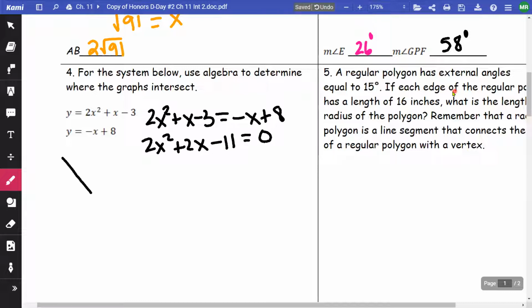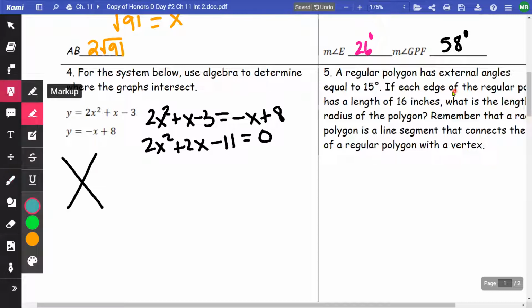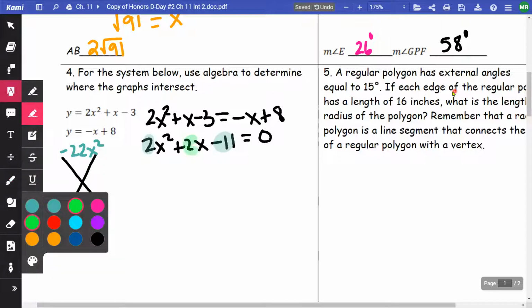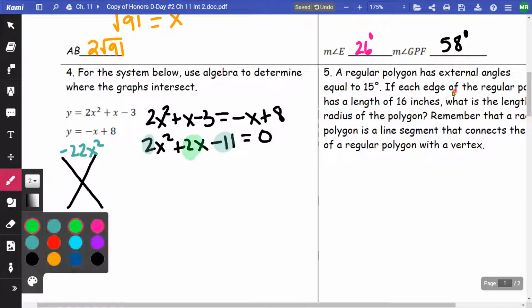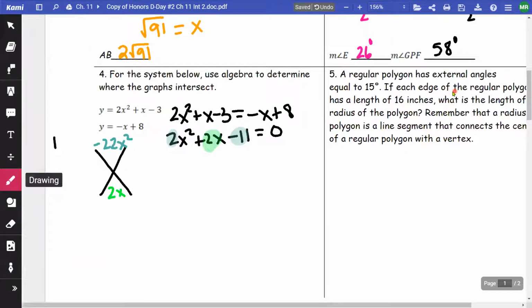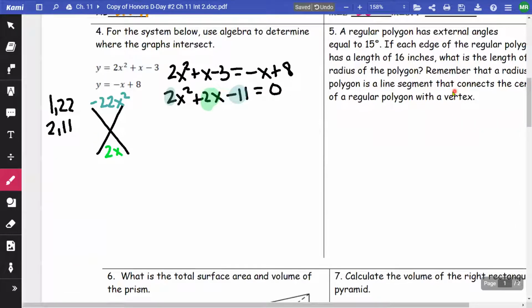I'm just going to check to see if it's factorable. Okay. So if it's factorable, if I take this 2 times negative 11, I get a negative 22x squared. And I want to see if I can get this 2x. Now, things that multiply to 22, 1 and 22, that's not going to help. 2 and 11, that's not going to help. So this is not going to be factorable. So I'm going to use quadratic formula.